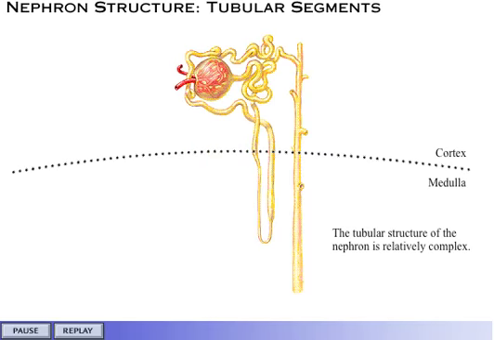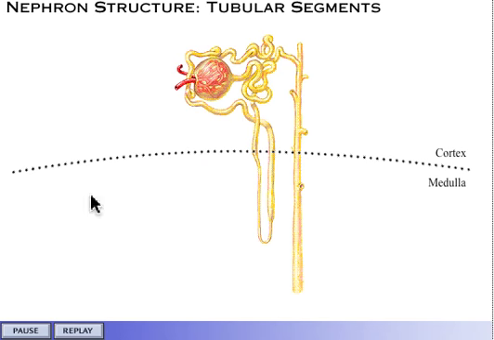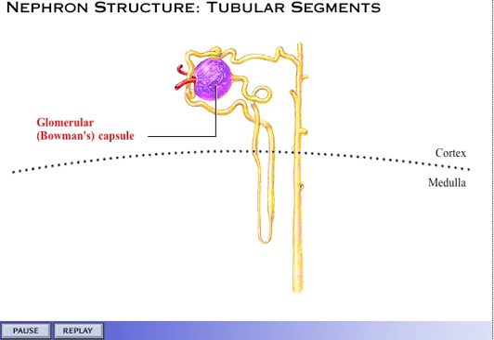The tubular structure of the nephron is relatively complex. To simplify the diagram, click the nephron again. The expanded cup-shaped end of the tubule surrounding the glomerulus is called the glomerular or Bowman's capsule.